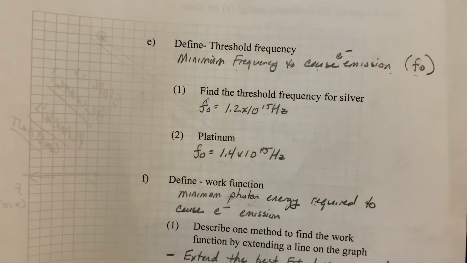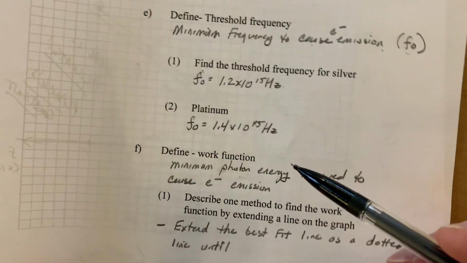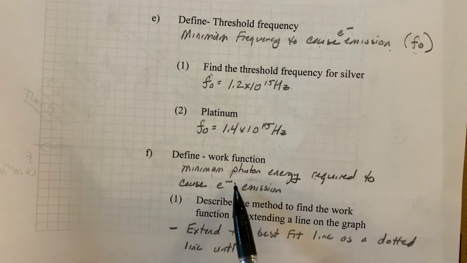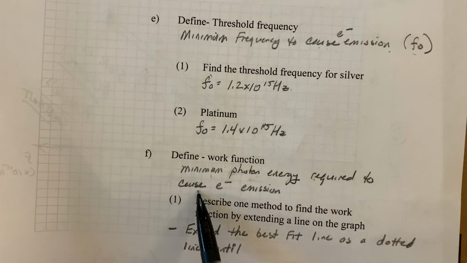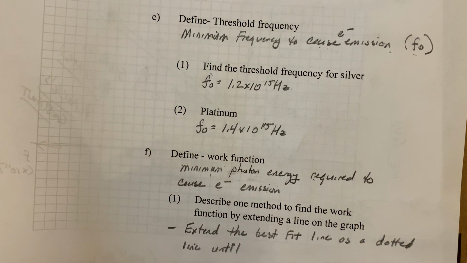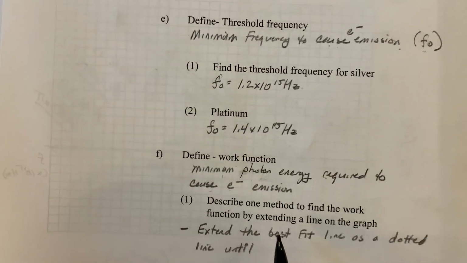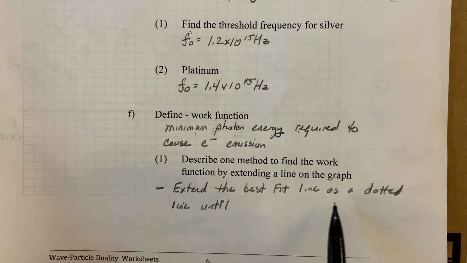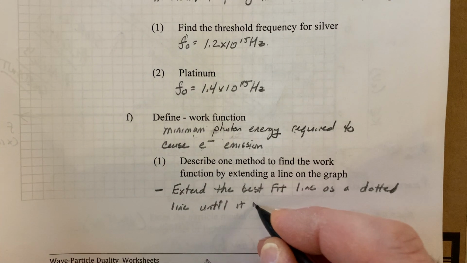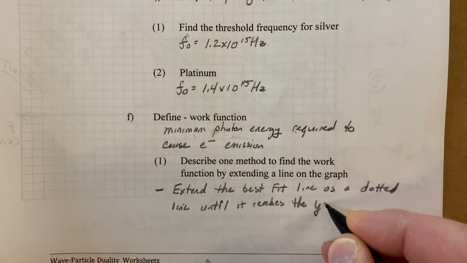So, there they are. Now, work function. We talked a little bit about this already. Work function is the minimum photon energy required to cause electron emission. Now, there are two ways of finding that. One way is by extending your best fit line as a dotted line until it reaches the y-axis.